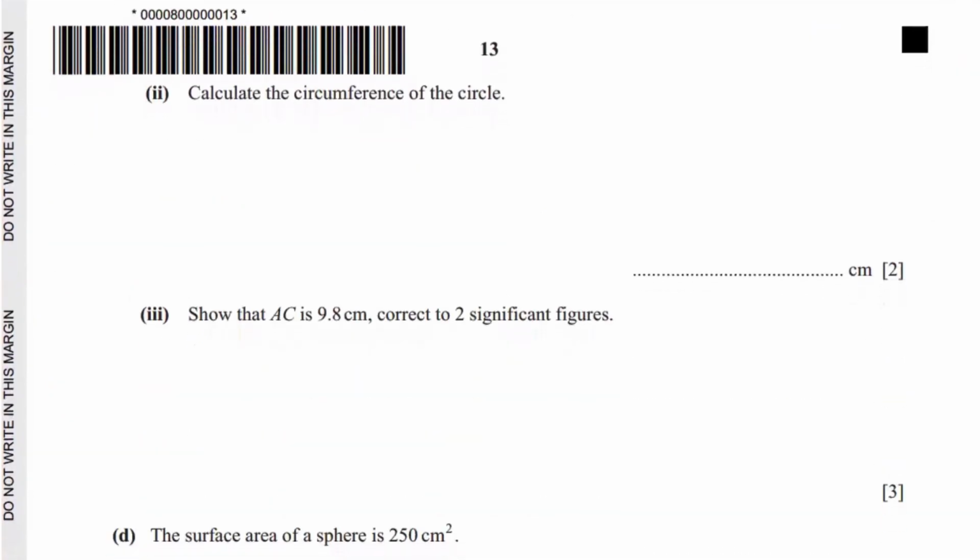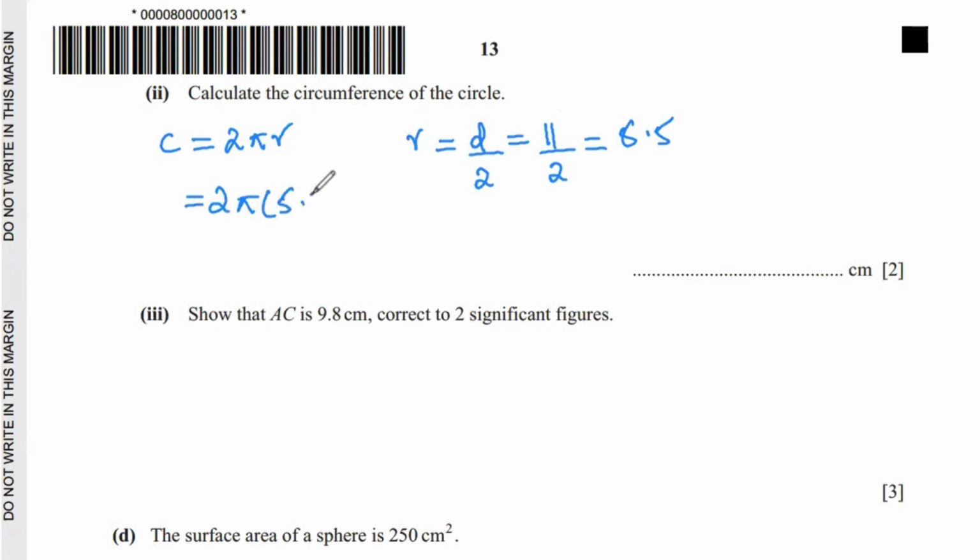Then it says calculate the circumference. So circumference has the formula of 2 pi r. Your radius was the diameter divided by 2, which is 11 over 2, and that is 5.5. So 2 pi times 5.5, and that gives us 34.56 centimeters.